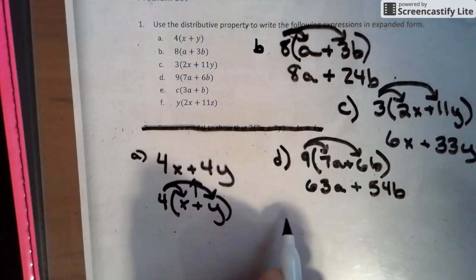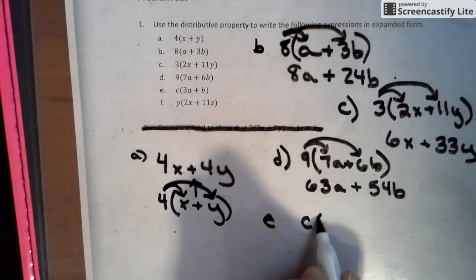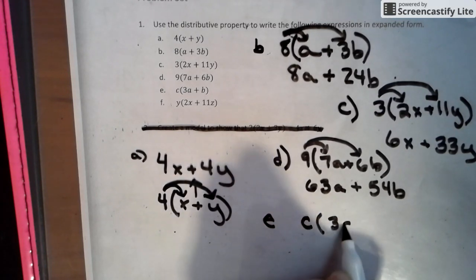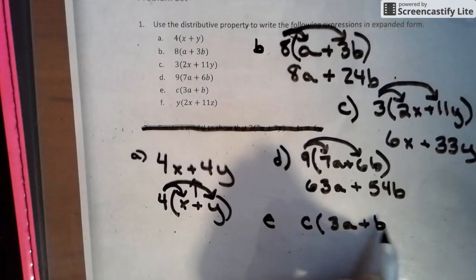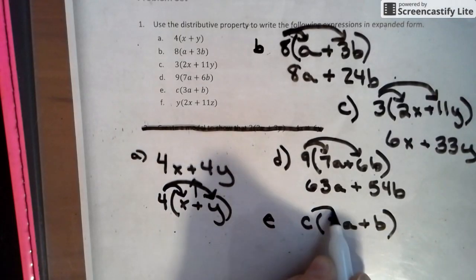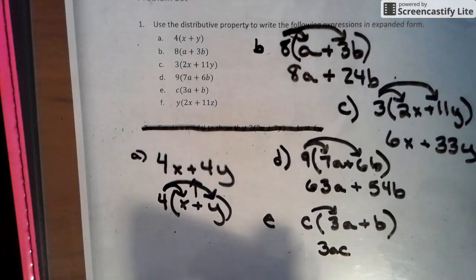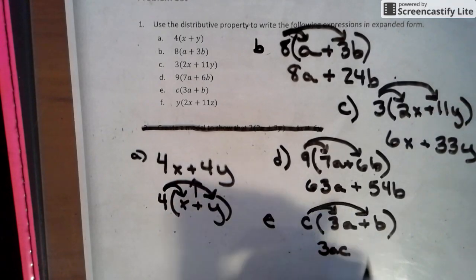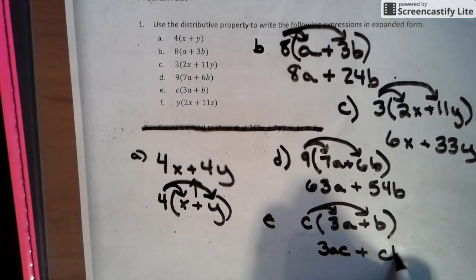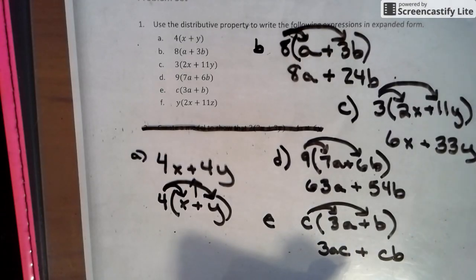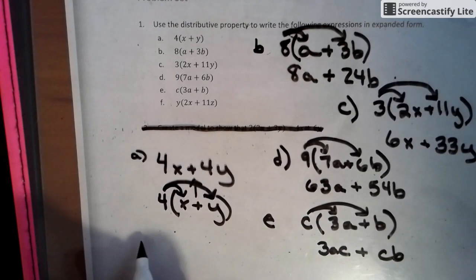All right. So now we're going to look at E. And oh, look at this. We have a variable that's going to be distributed over. No change. We just got to give it to both. So if we give a C to the 3A, we have a 3AC. And if we give the C to the B, we're going to have a CB. That's nothing hard.